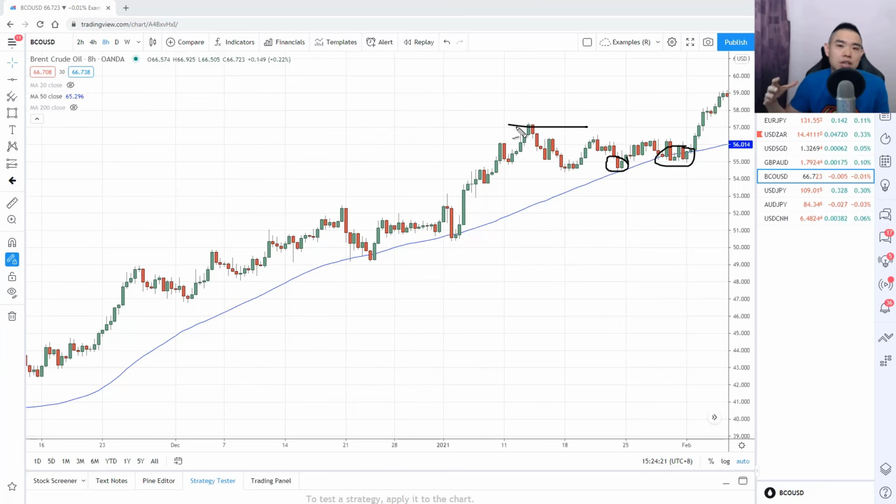So I don't consider this a 4th test. The price has to break out of this swing high. Only then, when it breaks out of it and retests, would I consider it a test. Okay, so that's the way I define my test.